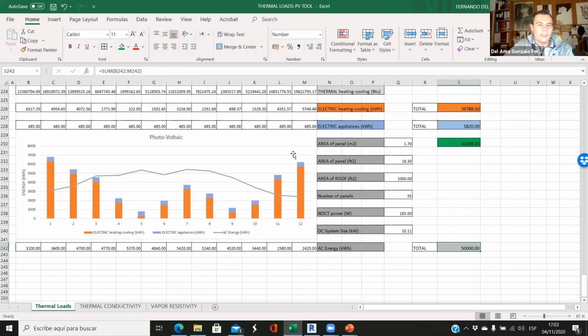This is a zero energy building. But we do need energy in winter. We need energy in January, February, November, and December. But the rest of the year, we can sell the excess of energy that we are producing. Now we need to know what we need, because here we have 50,000 kilowatt hours of yearly production. This is the total yearly production.